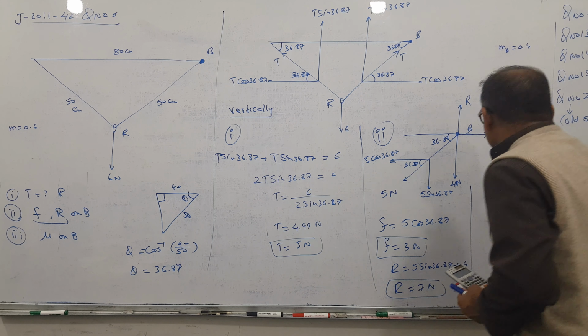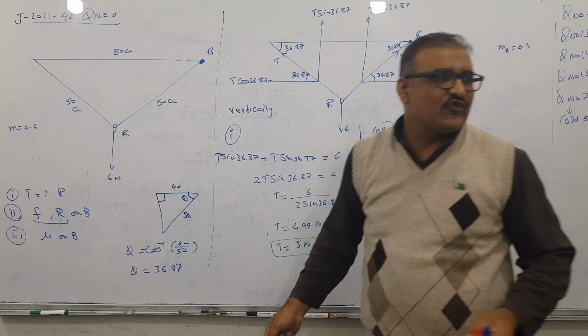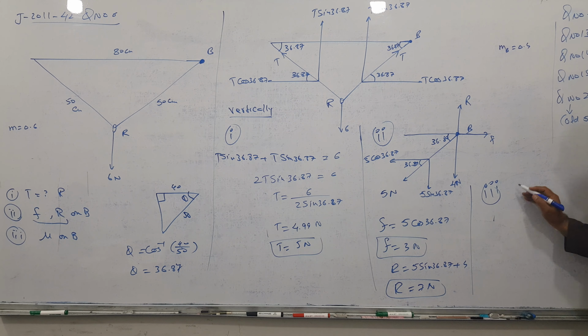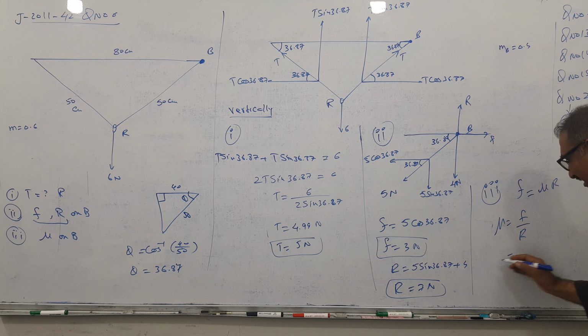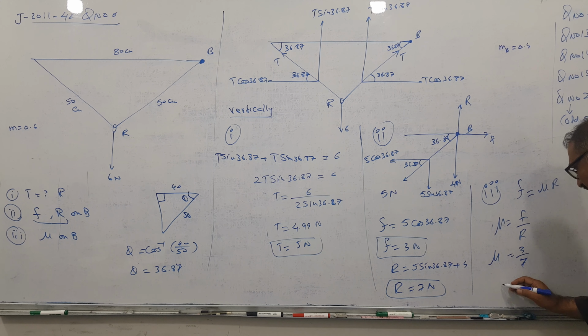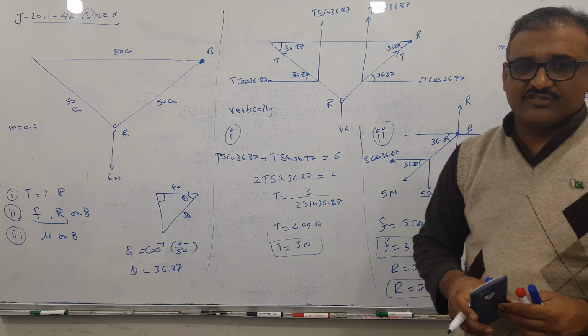The last part he is asking us is to find mu. How to find mu? We have a formula, remember? F is equal to mu R. You know the formula? The mu value is small f by capital R. Small f is 3 newtons, R is 7 newtons. So 3 by 7 is our answer, and that's it. This question is over.